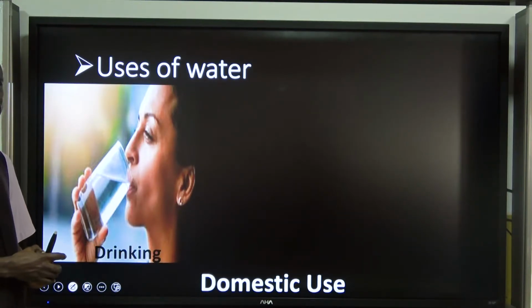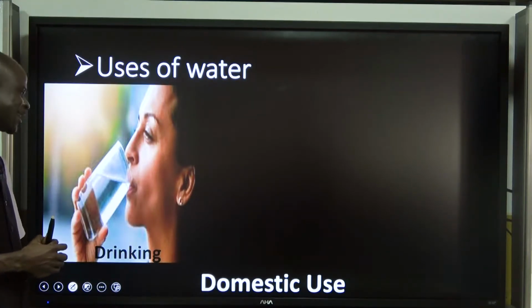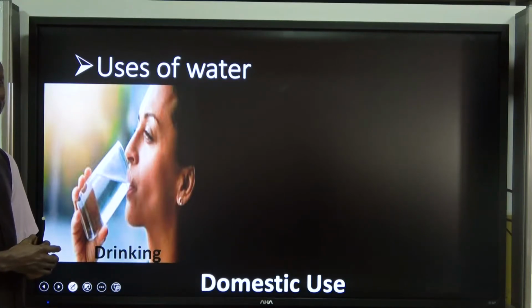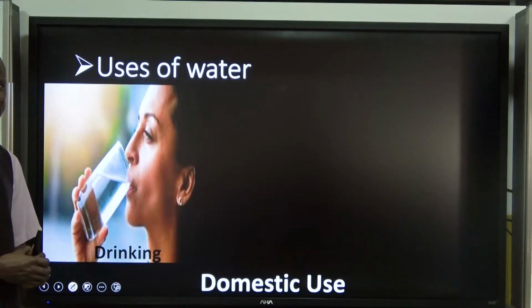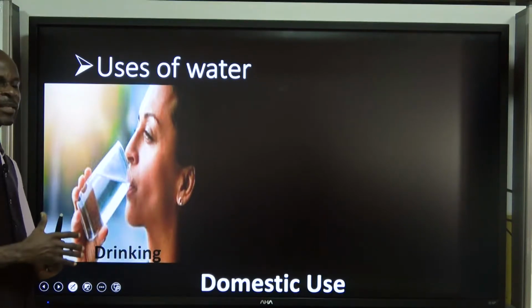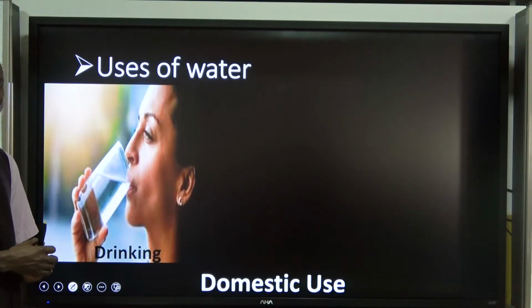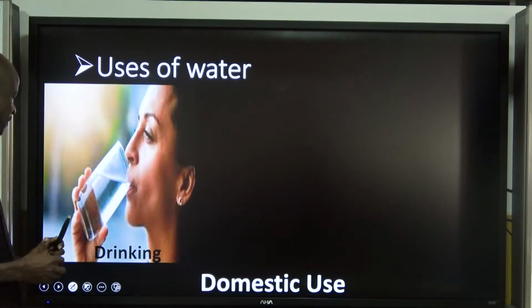We drink water. But mind you, when I say we use water in the house, domestic use, that does not mean that when you are in the school, you don't drink water. You can still drink water anywhere, but more of it is done at home. And in most cases, you take your drinking water from your house to your school. So we use water for drinking.